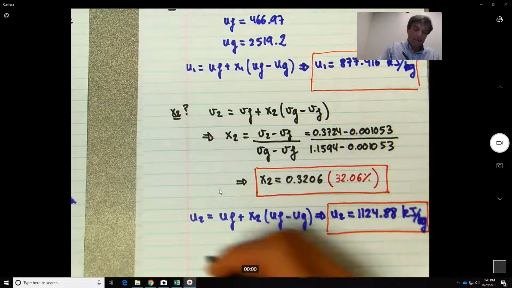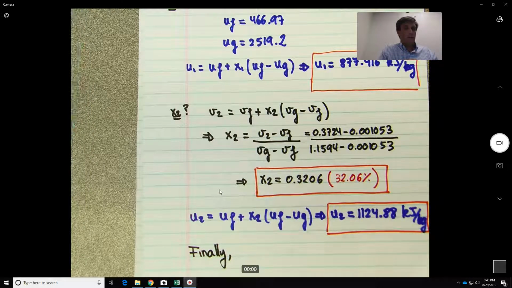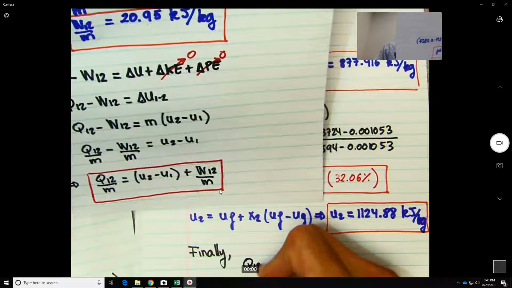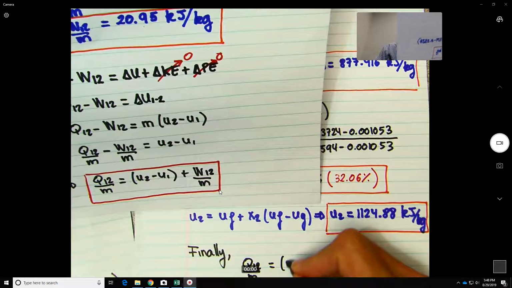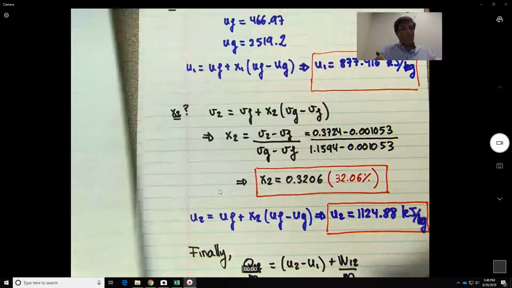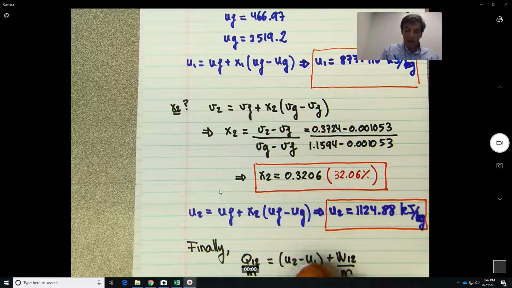Okay, so finally, if we recall that equation over here from page number 3, we have Q12 over M will be equal to U2 minus U1 plus work 12 over M. So if we do this numerical application, we find that Q12 over M is equal to 268.415 kilojoules per kilogram.